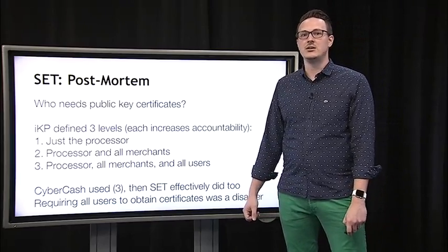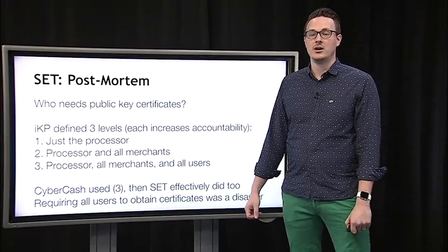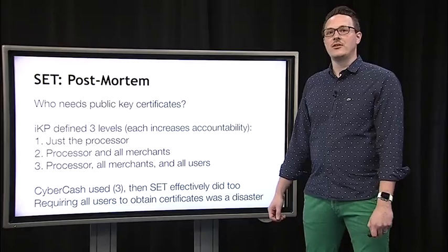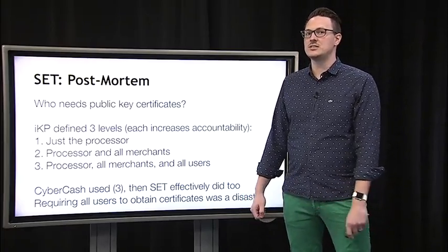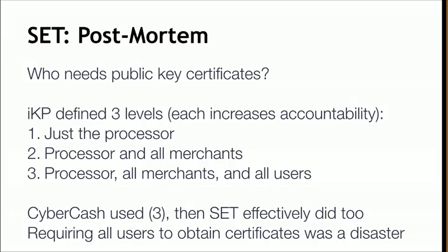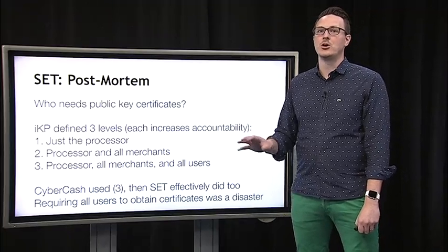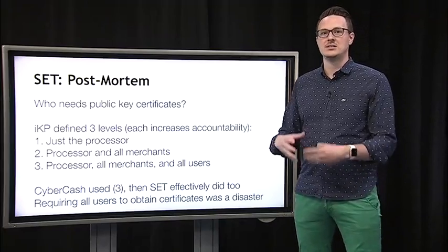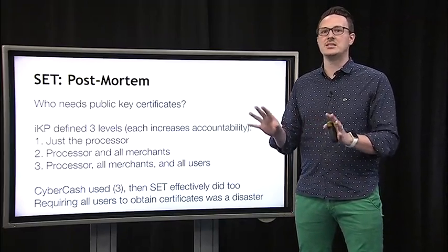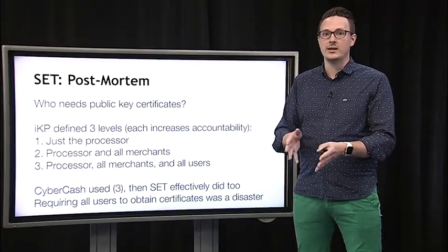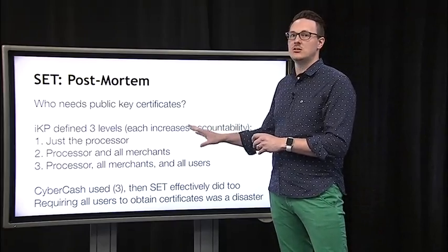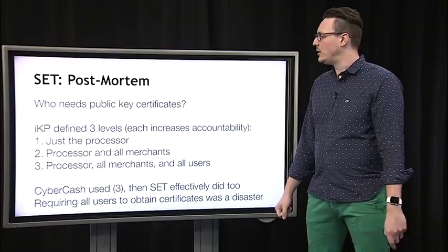On the second level of security, all the merchants also had to acquire certificates. And in the third level of security, the highest level of security, not only did the processor and all the merchants have to have certificates, but they suggested that all users also have to go and acquire a certificate. Now, these certificates are used so that everybody in the protocol has signing keys. And essentially what happens is every time you do a transaction, everybody signs everything they do. And if there's disputes later, then there's a record of who said what about the transaction. So it's used to keep everybody accountable in the protocol.